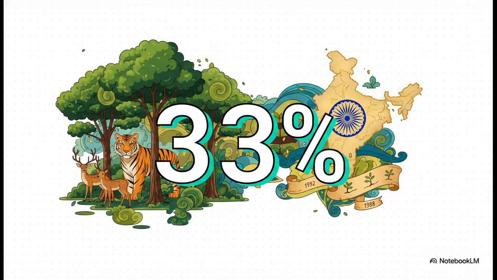All right, if you take away just one number from this entire explainer, make it this one, 33. The National Forest Policy, which was adopted back in 1952 and then modified in 1988, explicitly aims to bring exactly 33%, or 1/3 of the country's total geographical area under forest cover. This is a highly testable, very straightforward fact that you absolutely need to have ready for your exam.